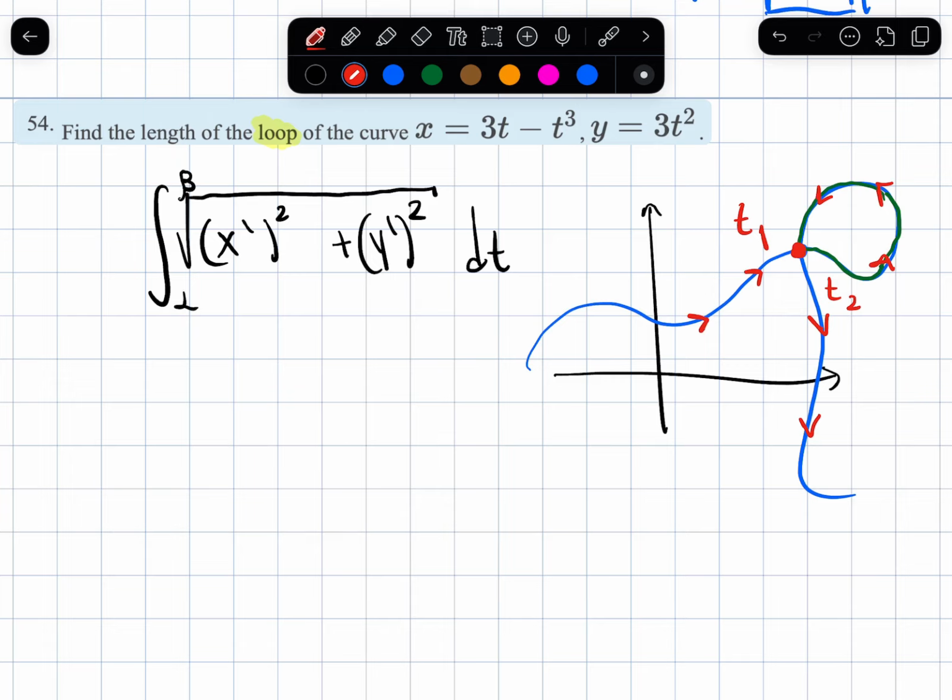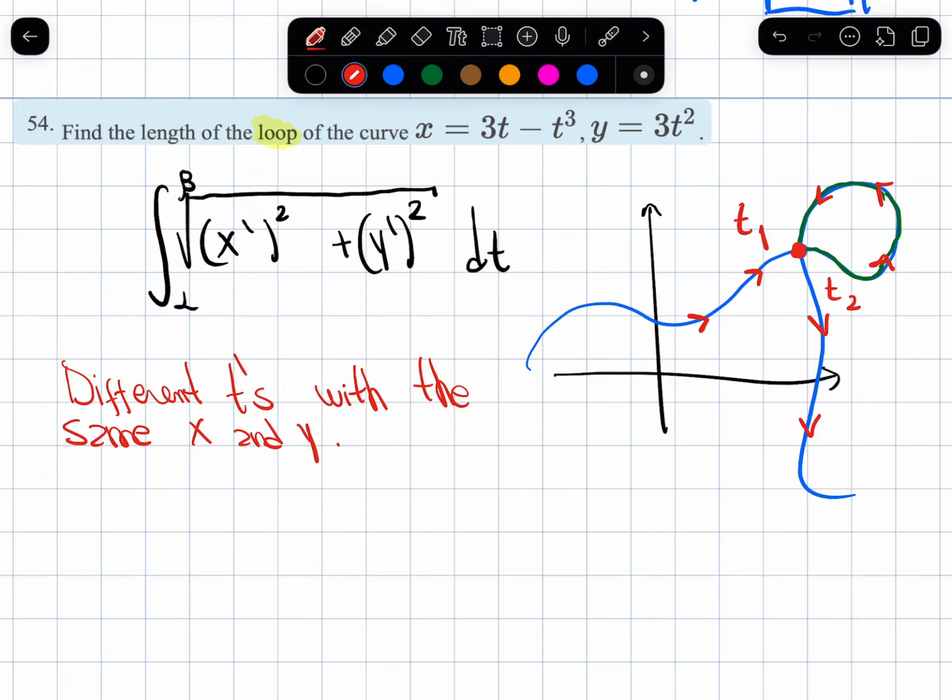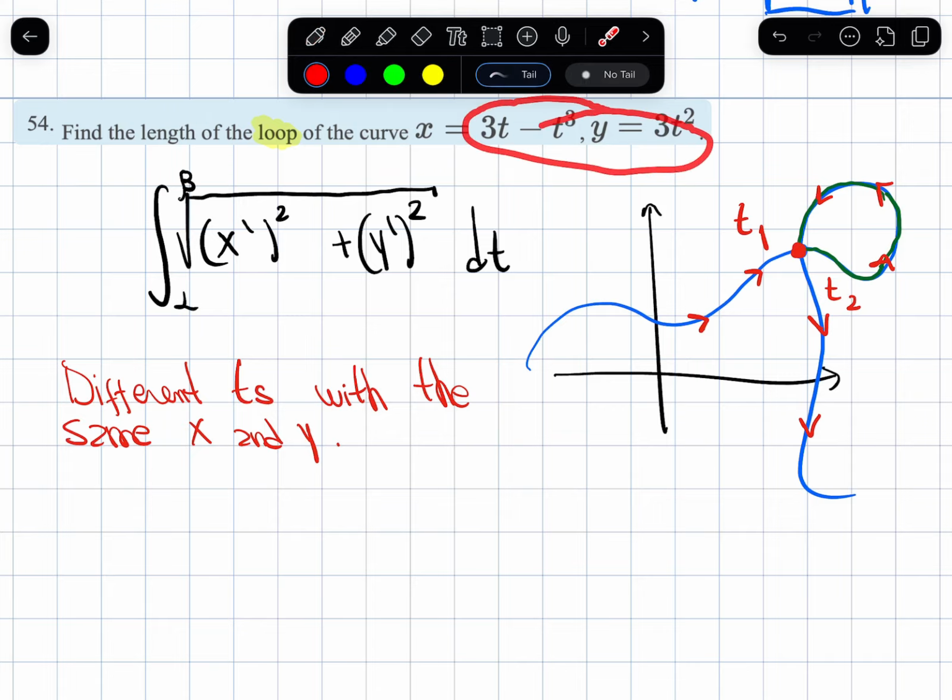So different t's with the same x and y. If you can find those two t's, then you're going to be okay. You're going to know your limits of integration. So I'm going to go ahead and look at these and try and find two t values that give me the same y value and the same x value. So I'll go over these one at a time.